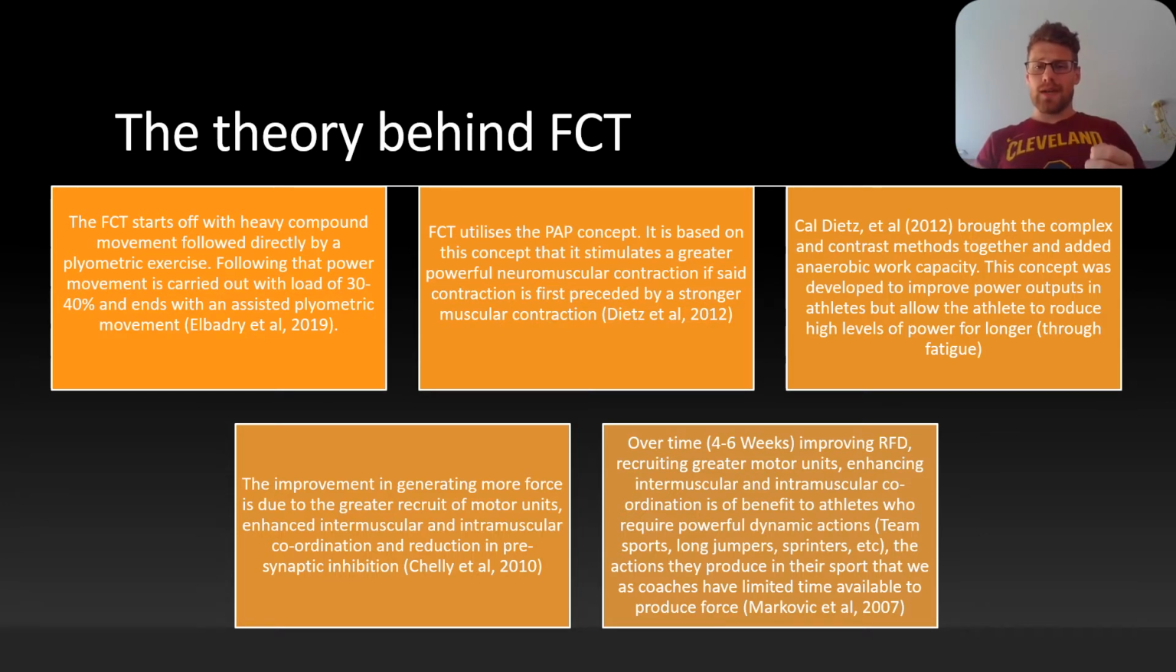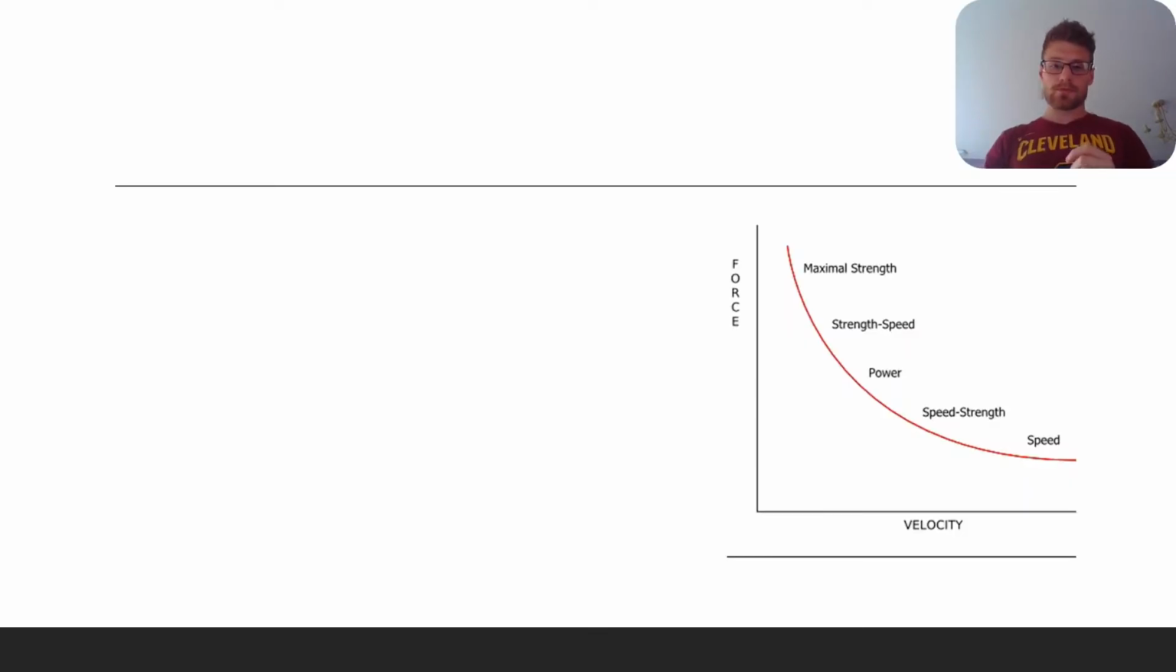So this concept was developed to improve power outputs in our athletes, but allow the athlete to produce high levels of power for longer, so true fatigue. The improvement in generating more force is due to greater recruitment of motor units, enhanced inter and intramuscular coordination, and reduced presynaptic inhibition. It's usually done over a 4 to 6 week period where we're trying to improve rate of force development, recruiting more motor units. This is helpful for our team sports, sprinters, jumpers, and athletes who produce powerful movements.